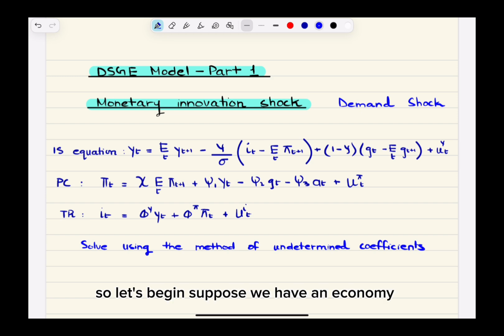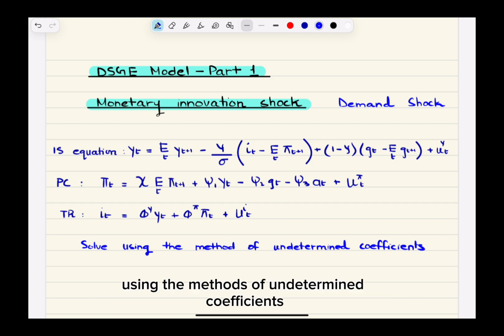So let's begin. Suppose we have an economy which is described by the IS curve, the Phillips curve, and the Taylor rule. And we want to see the impact of a monetary innovation shock using the method of undetermined coefficients.